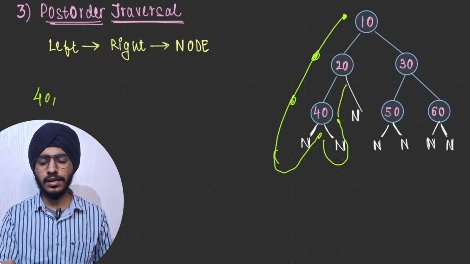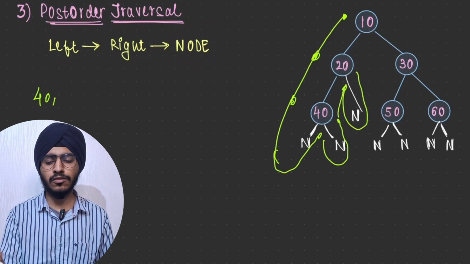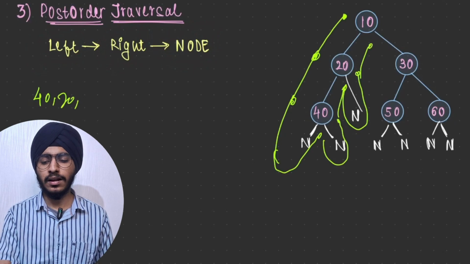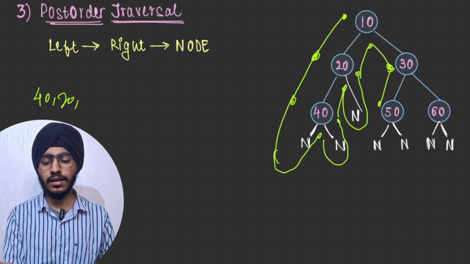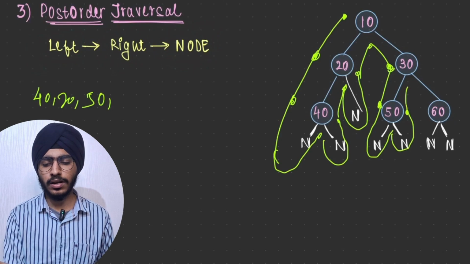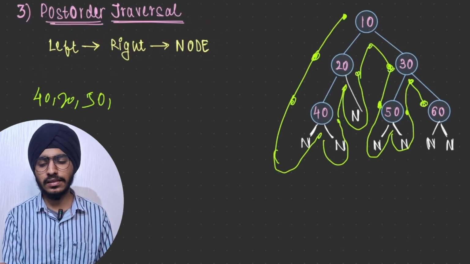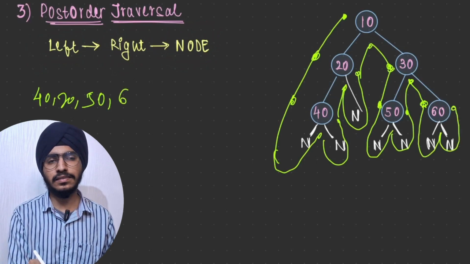We will come to 20. 20 will say that left is completed, go to the right, right is also completed, print the 20. Now 20 will say go to 10. 10 will say go to the right, go to 30. 30 will say go to left. 50 will say go to left, left completed, right completed, then print 50. We come to 30. 30 will say left is completed, go to right. We will go to right 60. 60 is left completed, 60 is right completed, then 60 is printed.